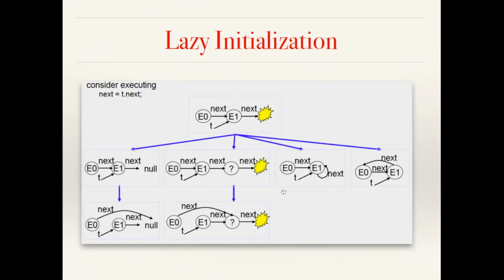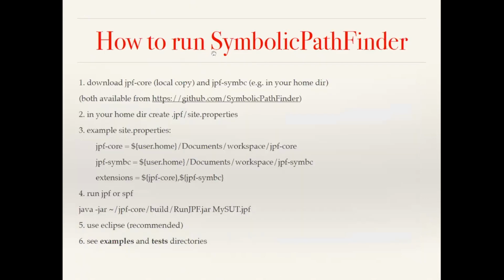And once we have concretized this, we can execute the move. So next becomes t.next, and once we have that, we can use the normal symbolic execution that, for example, reasons about constraints on E0 and E1. So this is just a super high-level view to give you an idea about how one can handle these kinds of data structures. But there are more details in the papers.